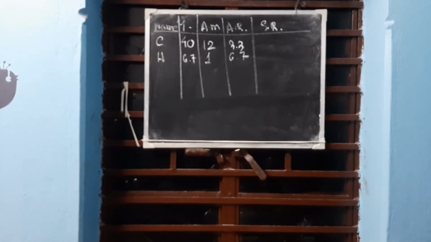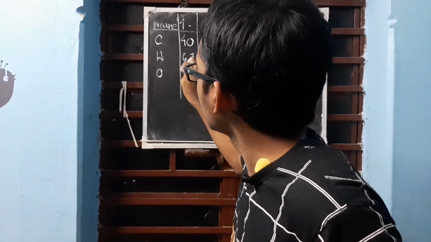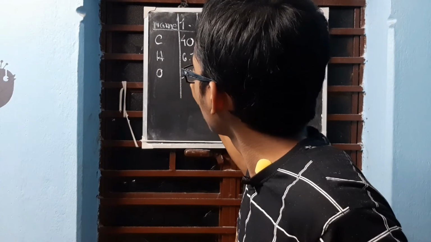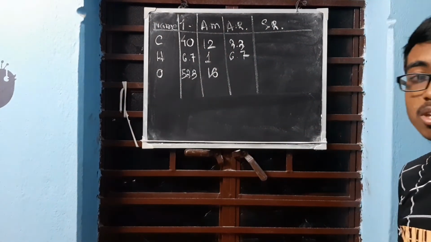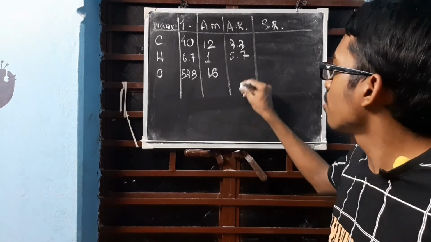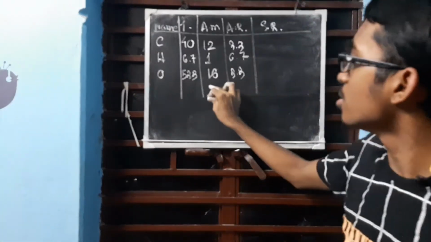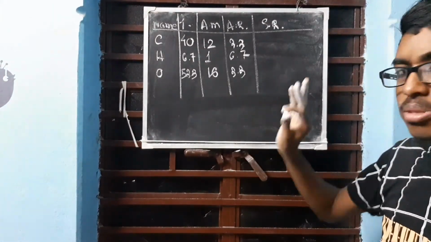Oxygen 53.3%. Oxygen is given 53.3%. Atomic mass is 16. Now divide 53.3 by 16. How much will the answer come? 16 threes are 48, and 53 will come 3.3. More or less 3.3.